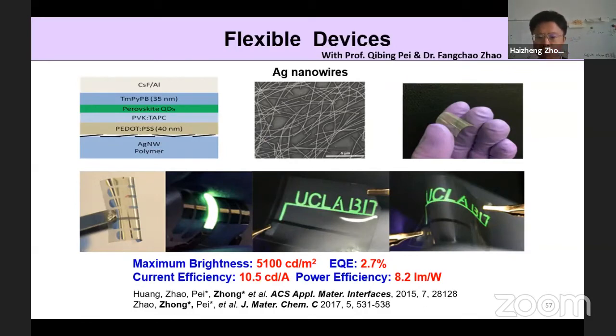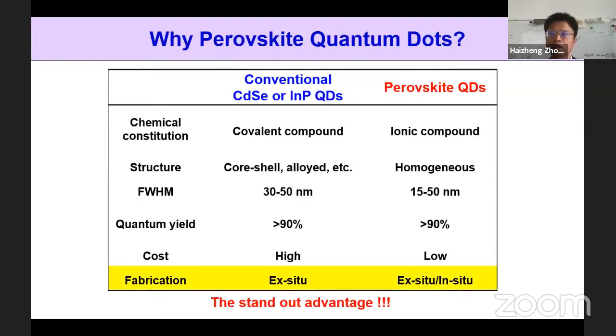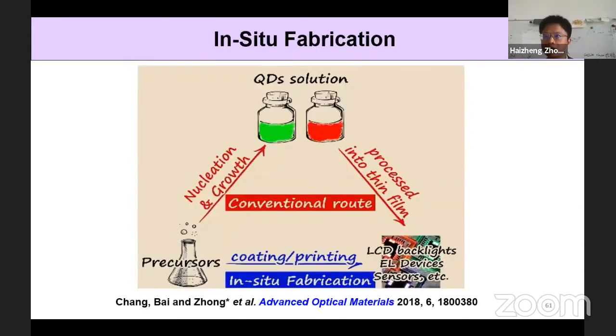So although perovskites show great promise as emitters or LED devices, at that time we tried to compare perovskite QDs with conventional cadmium selenide or indium phosphide QDs. So what advantages? Why perovskite QDs? Here I would like to share the standout advantage of in-situ fabrication, and this is also the key point of my talk. I would first like to introduce in-situ fabrication.